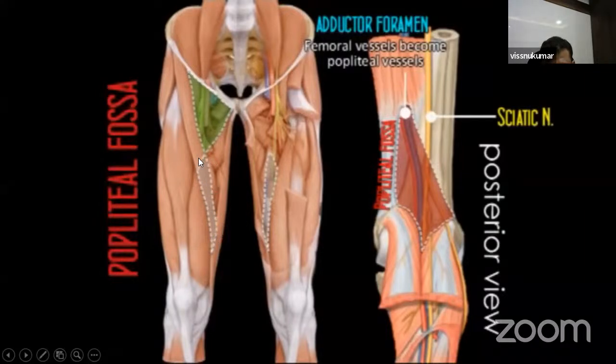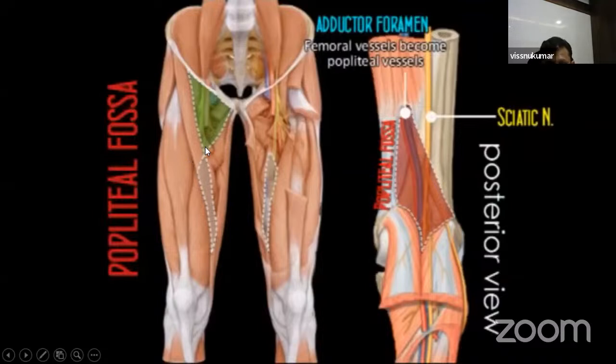Here, this canal is around 6 to 8 centimeter in length. Now let us see the boundaries. Anterolaterally, what muscle do we have? We have vastus medialis, and posteromedially we have adductor longus and adductor magnus. Now superiorly, I have taken out this sartorius muscle. So superiorly, that is anteriorly, the anterior portion of the adductor canal is formed by the sartorius muscle.